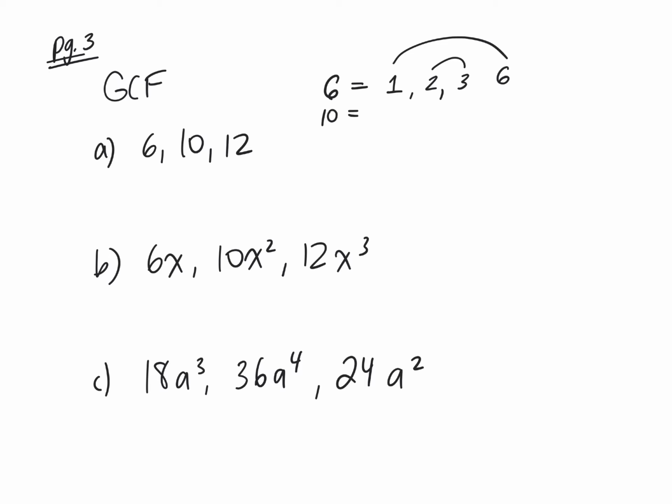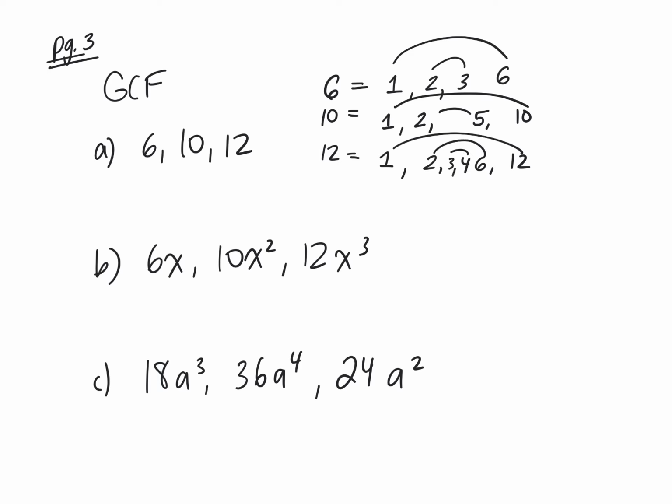What are factors of 10? 1 times 10. What else? 2 times 5. Anything else? No. Factors of 12. 1 times 12. What else? 2 times. Any other factors? 3 and 4. All of these numbers can be divided into the original number.